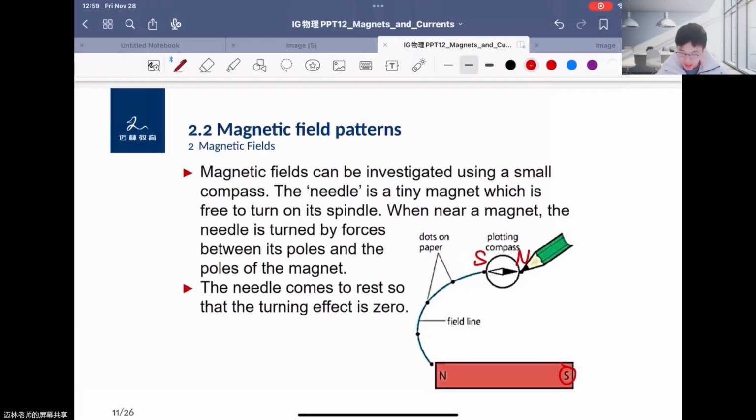Okay, so we can say for the Earth, we said before, Earth is a very big magnet, right? And its geography north means magnetic south. Okay, and its geography south means magnetic north. Okay, this is for the magnetic field patterns.